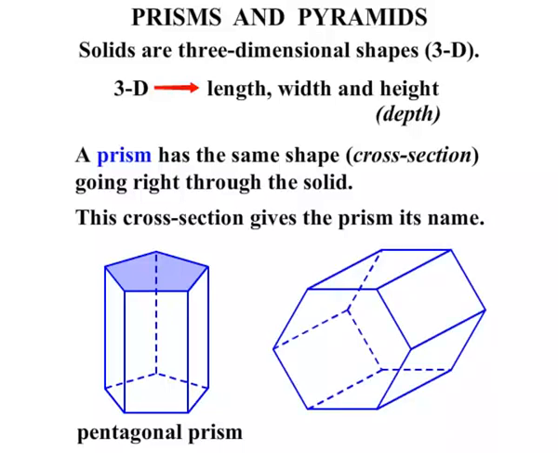What about this one here? That area is shaded. And how many sides? 6 sides, so it's a hexagon. And we can see that that area also goes right through the solid. So this is known as a hexagonal prism.